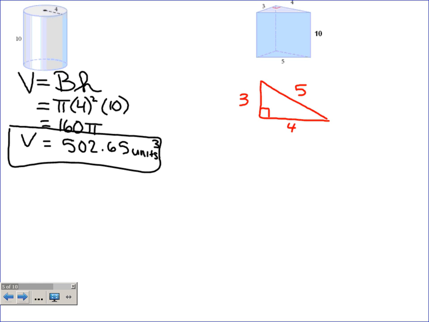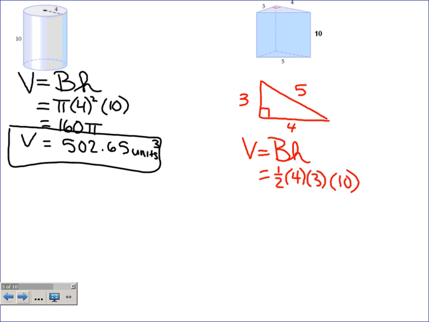Okay. How do you find the volume here? What's the formula? Say it correctly. Area of the base times height. Okay. How do you find the area of the base, Sierra? Okay. Times 3, which is the height. And then what's the height of the prism? 10. So we'll multiply that whole thing by 10.